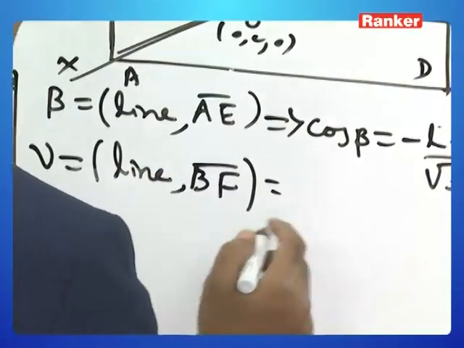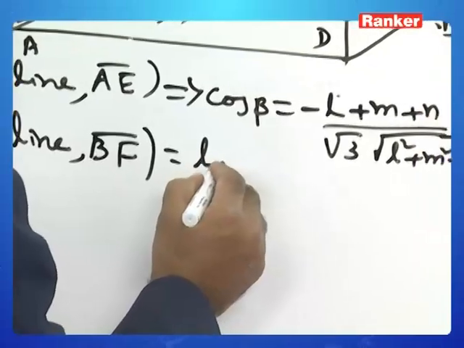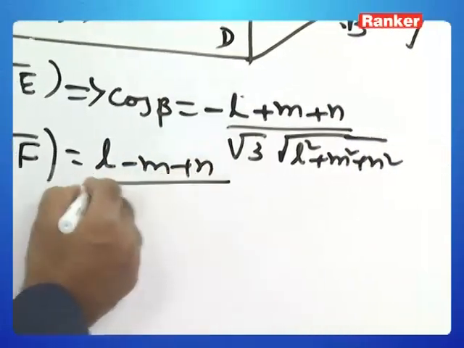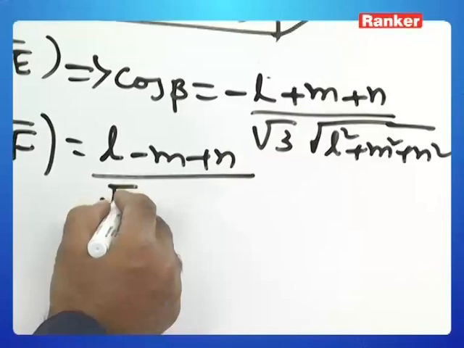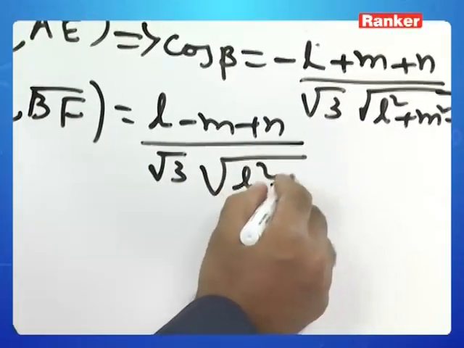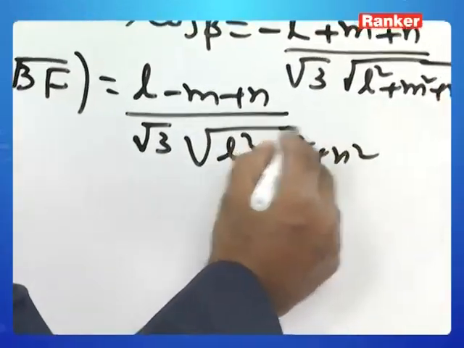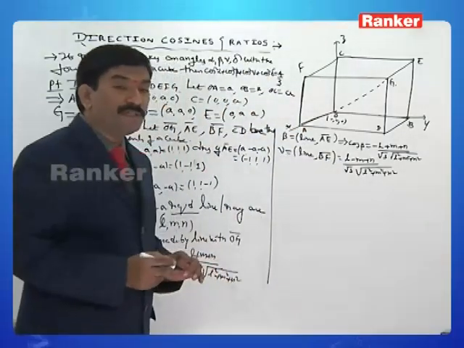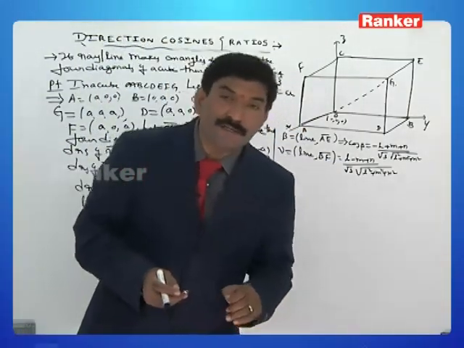So therefore, now its line is having DRS elements. Here BF bar DRS are 1, minus 1, 1, L into 1, M into 1, this is M into minus 1, this is N, root 3 into square root of L square plus M square plus N square. The students must be aware of this. Here the elements are DRS, not DCS, right?